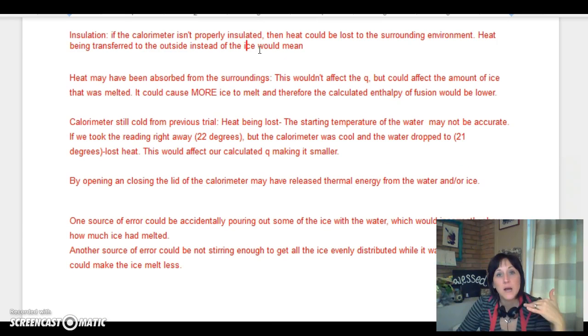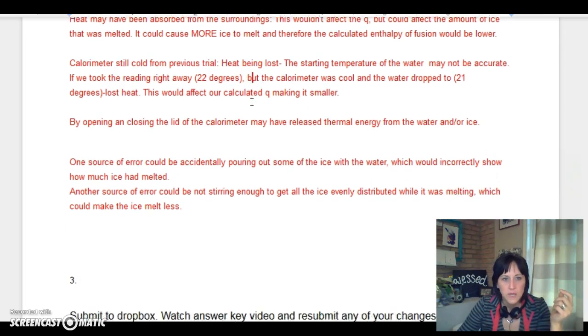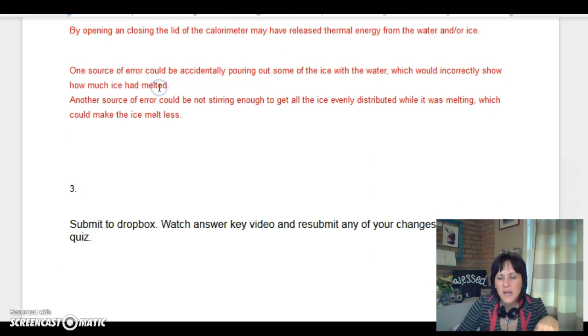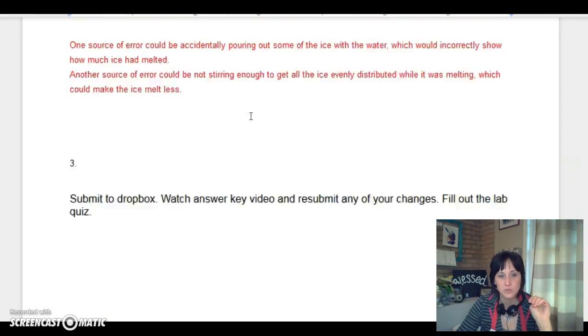Insulation, you could talk about your system as a whole. If it's not insulated well, if you're losing heat to the surroundings, that kind of thing. I know one was opening the lid, losing heat. And then there was talking about ice or pouring out the water. Like if you accidentally poured out some ice when you poured out the water, how would that have affected your results? What if you didn't pour all the water out? How would that have affected your results? So those are specific to this lab. So that's what you want to focus on for your 3 possible sources of error.